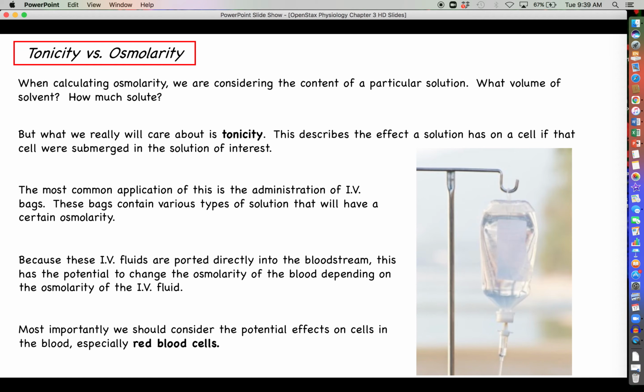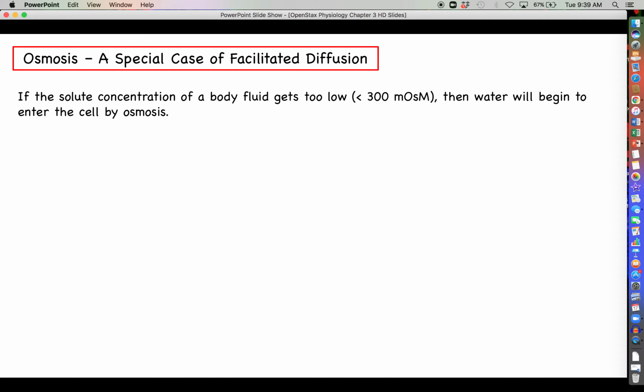Especially if you're porting into the blood, we need to be able to understand the potential effects on red blood cells, since those are particularly important since they function in oxygen transport, and we've talked before about how important oxygen is.